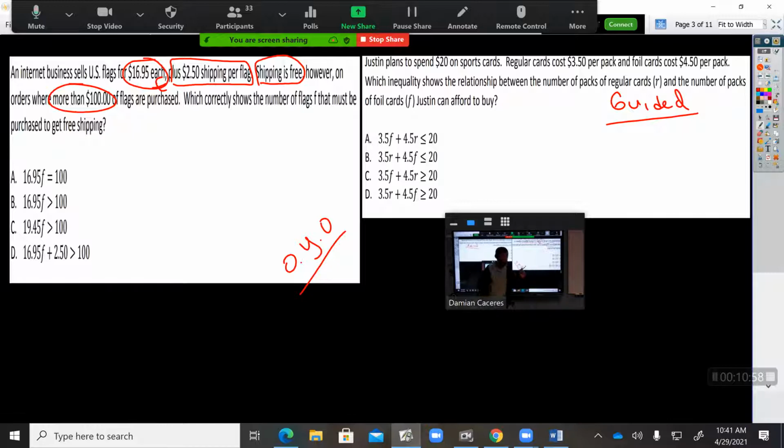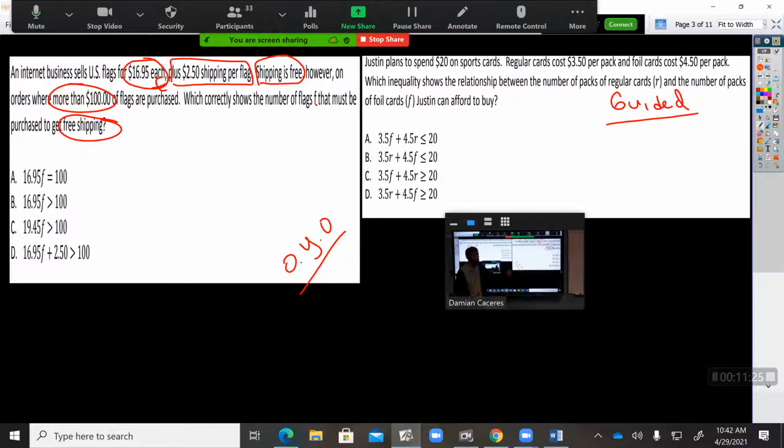So the question is important. If they ask what's the correct equation or inequality for shipping and flags and everything included, that's one answer, which is one of those choices there. But it's not asking about that. It's asking for which correctly shows the number of flags F that must be purchased to get free shipping. So we're only considering the free shipping option here, right?